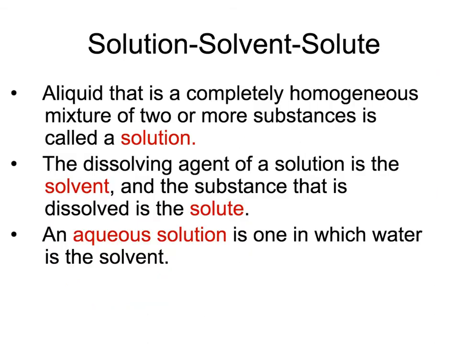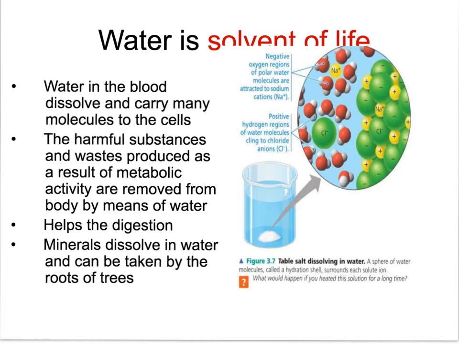Another characteristic: water is a good solvent. We know that a liquid that is a complete homogeneous mixture of two or more substances is called a solution. The dissolving agent of a solution we call the solvent, and water is a good solvent. For the dissolved substances, for example in the sea, salt is the solute and water is the solvent. An aqueous solution is one in which water is the solvent.